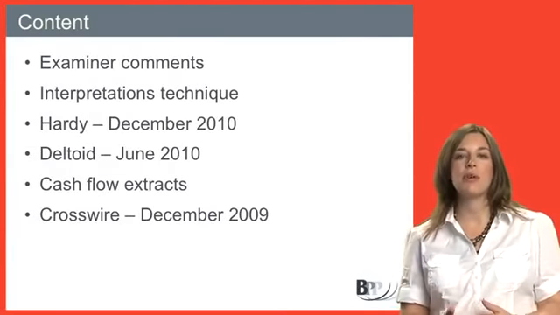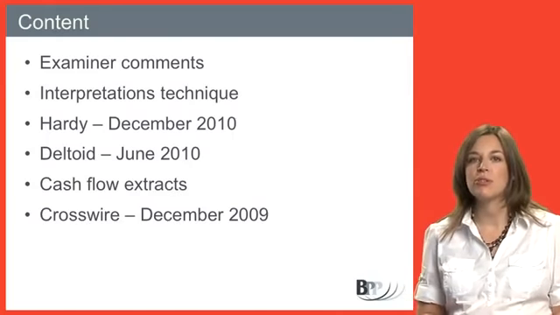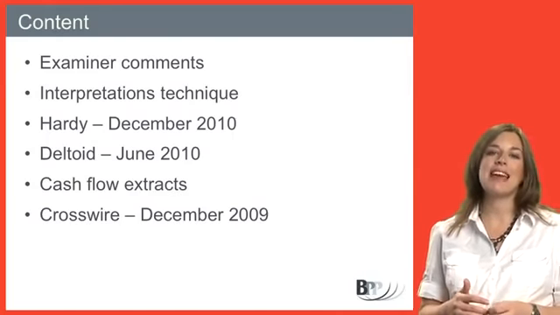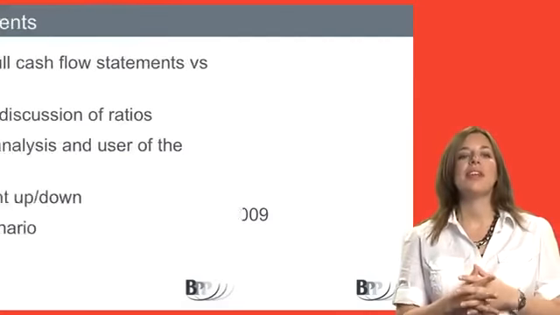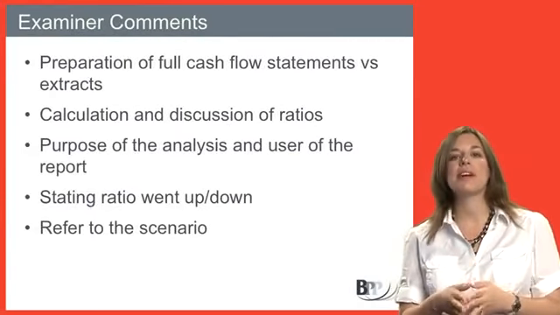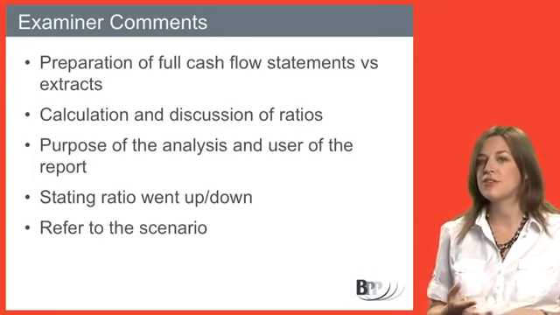First thing we're going to do is have a quick look at what the examiner says about performance generally in question 3. We're going to have a look a little bit about technique, and then we're going to go through a couple of questions. Okay, so there are several things that we look at in question 3, cash flows and interpretations. So first, let's think about cash flows.